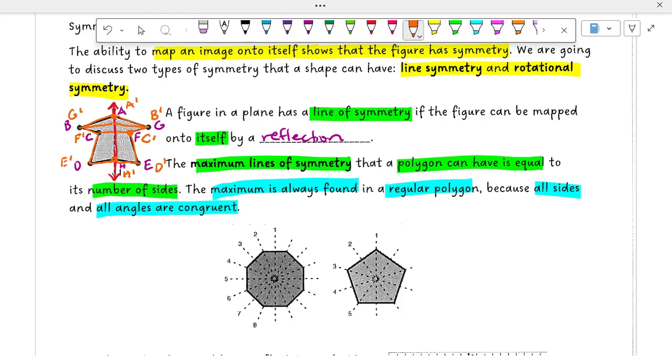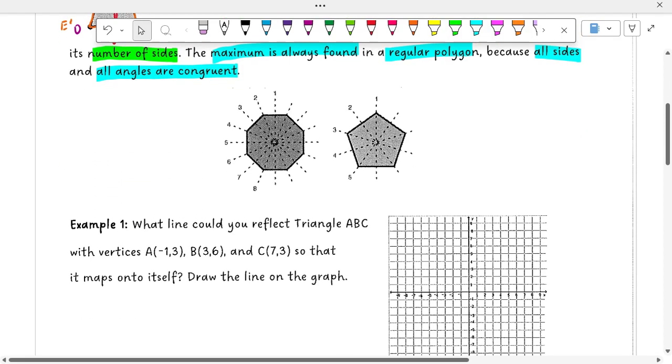All right. Now, with these regular polygons, since they're regular polygons, they have the same number of lines of symmetry as they do sides. So an octagon would have how many? 8. Pentagon would have how many? 5. Hexagon will have how many? Decagon will have how many? 10. Good. So decagon, decade, 10. That one was just, I want to see if you knew what a decagon was.